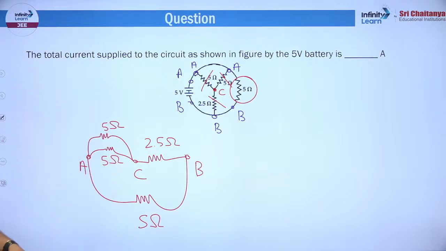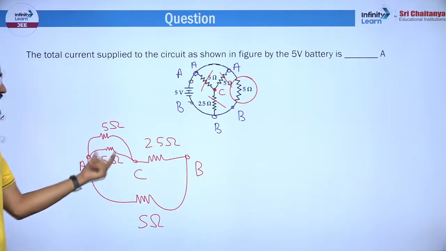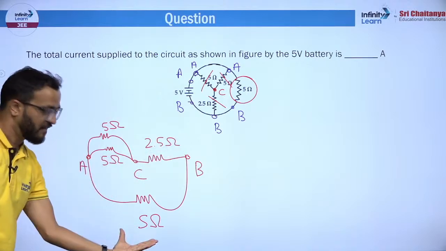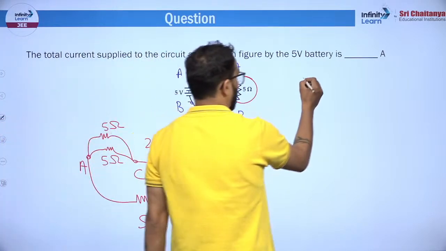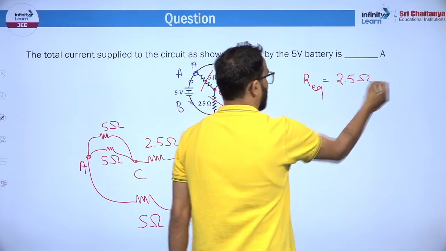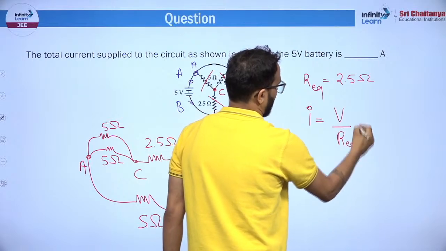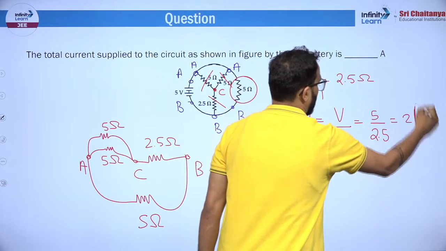All 4 are covered. Now you can say 5 and 5 in parallel. 5 and 5 in parallel will become 5 by 2, that is 2.5. 2.5 and 2.5 in series will become 5 again. Then 5 and 5 in parallel will become 2.5 again. 2.5 is the answer for resistance. So R equivalent is 2.5 ohms. What is current? Current is V upon R equivalent. 5 upon 2.5, answer will be 2 amperes.